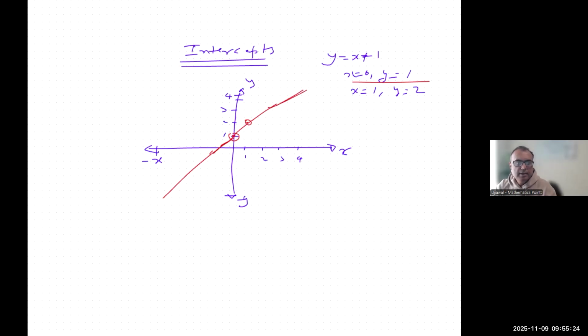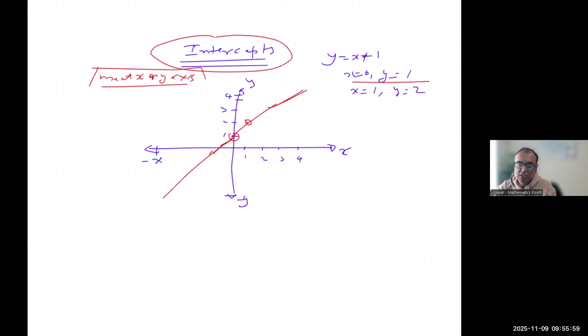Now, let's understand the term intercepts. Intercepts are those points where the graph, or your straight line, meets the x or y axes. It's a very important concept. Those of you who know can keep quiet, and those of you who don't know, listen. Intercepts are those points where your line meets the axes.